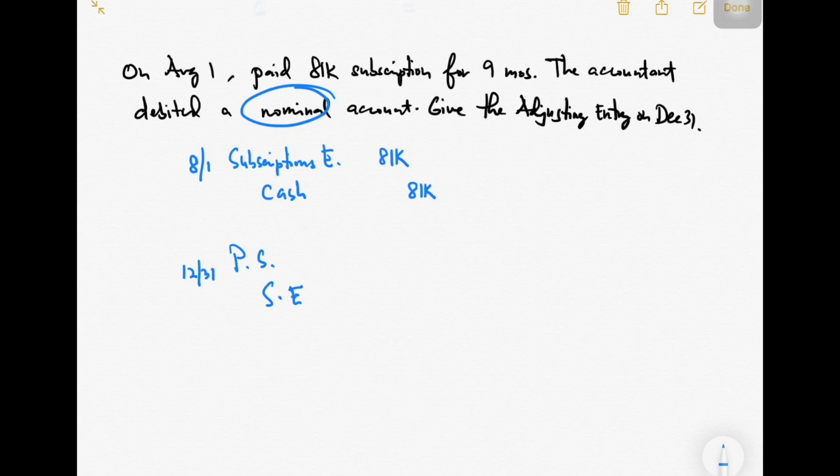Now let's compute the number of months from August 1 to December 31. That's so full month of August, September, October, November, December. So that's 5 months. This is the number of months that you actually used this year for subscriptions. But you recorded 9 months. You get 9 minus 5. So you have 4 months excess. And this is also your unexpired portion because you will be using this next year, having used 5 months this year. So to get the correct subscriptions expense for the year, you need to deduct 81,000 by 4 months, such that your expense for subscription this year would just be for 5 months.